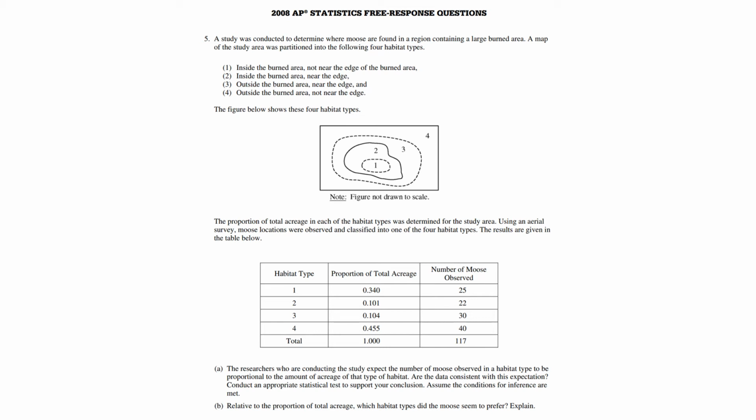The researchers who are conducting the study expect the number of moose observed in a habitat type to be proportional to the amount of acreage of that type of habitat. Are the data consistent with this expectation? Conduct an appropriate statistical test.